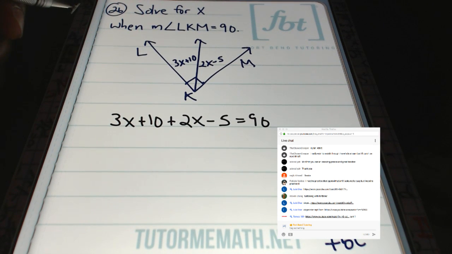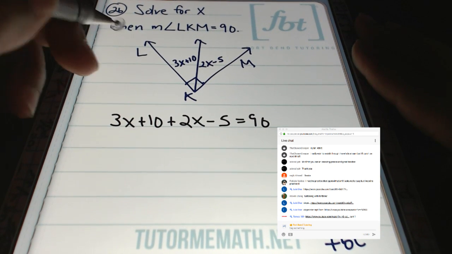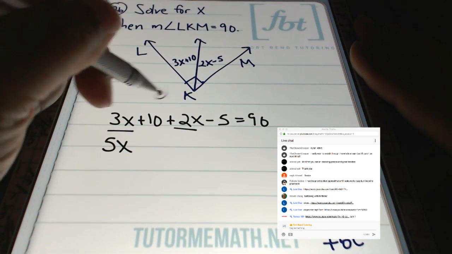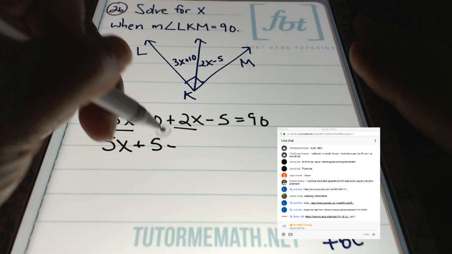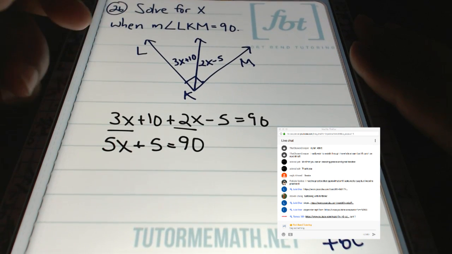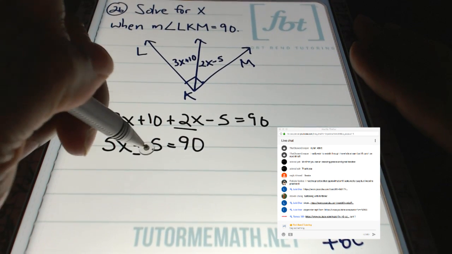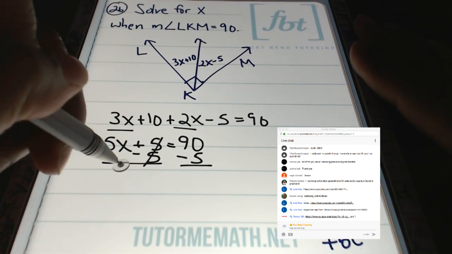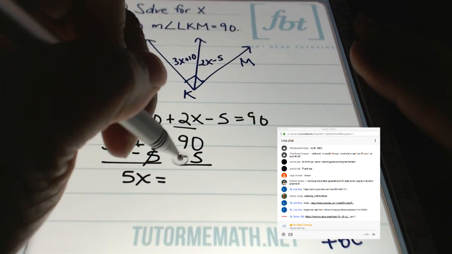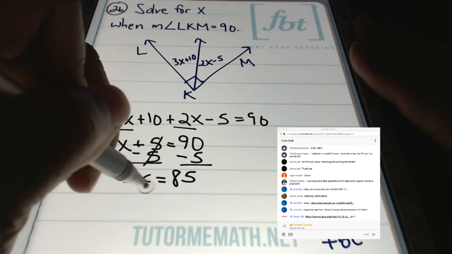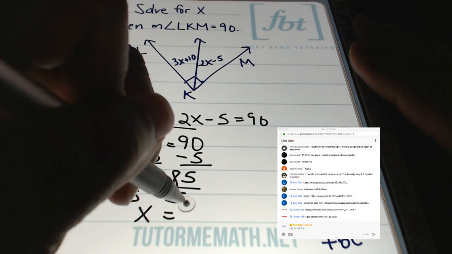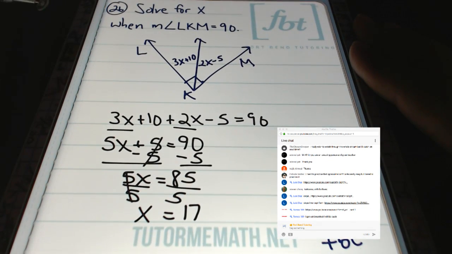So now, let's combine our like terms. We have 3x plus 2x, which gives you 5x. We have 10 minus 5, that's going to be 5, and this equals 90. From here, we'll isolate the term with the variable, so we'll subtract 5 from both sides using the subtraction property of equality. I now have 5x equals 85. Then I'll divide both sides by 5, and we end up with x equaling 17.